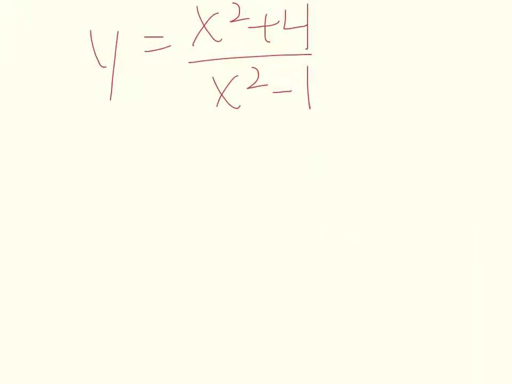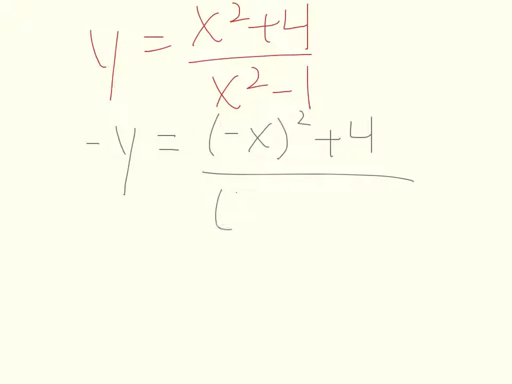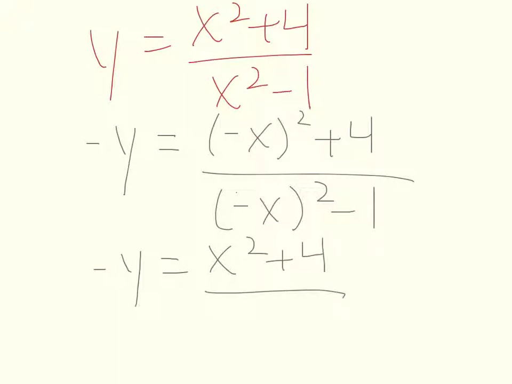So now to check for symmetry with respect to the origin, you would replace both y and x by negative y and negative x. Now this wouldn't work since it would turn into negative y equals x squared plus 4 over x squared minus 1. So we know that we do not have symmetry with respect to the origin.